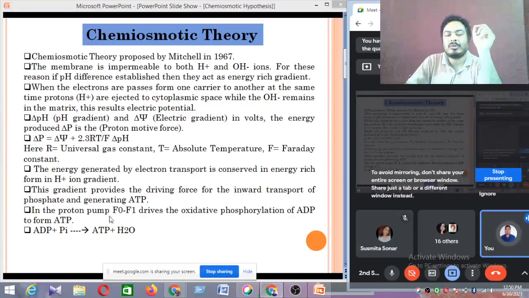How is the H2O formed? This water molecule is formed by the hydrogen ions coming from the perimembranous space. From the perimembranous space, hydrogen ions are getting inside. The matrix already has OH negative ions, and these OH negative ions bind with the hydrogen ions. After the binding of OH negative and H plus, they produce the water molecule. So the water molecule is formed inside the matrix again.